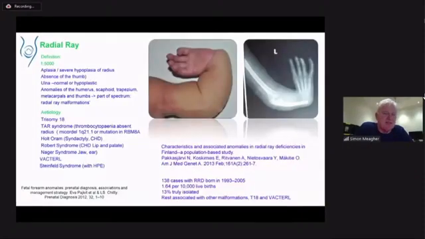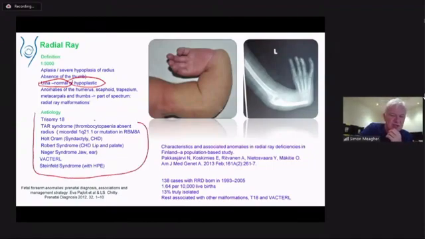Radial ray syndrome, I see in a completely different light. So if I see a situation where there's a fixed flexion deformity of the hand, no thumb and no radius, they are the typical findings of radial ray. The ulna may be normal, but not infrequently it is also hypoplastic, or indeed in some cases it's absent. And why do I see it in such a completely different light? Because it's got such a strong association with aneuploidy and genetic syndromes.